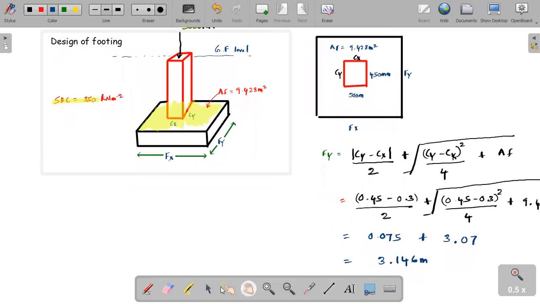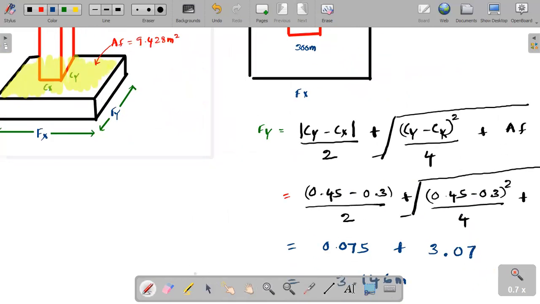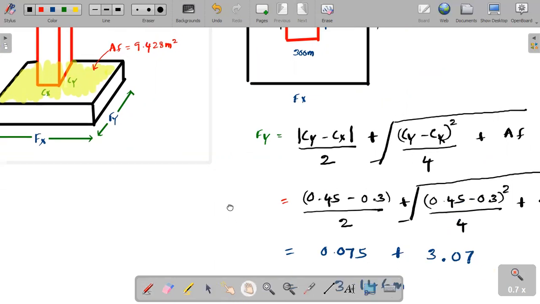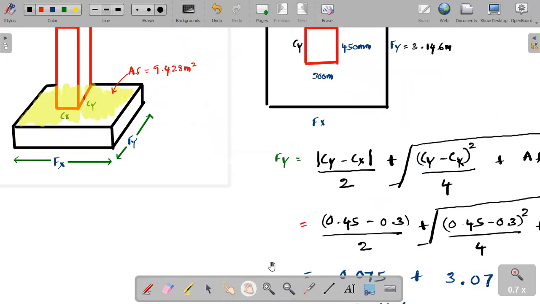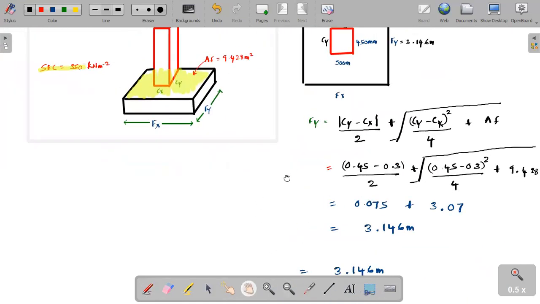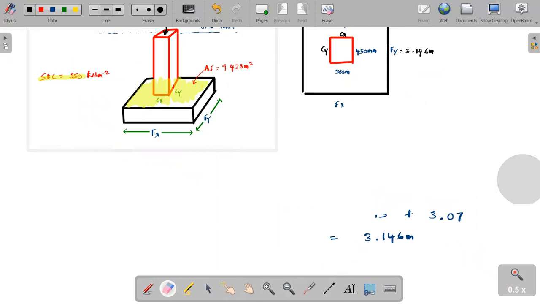That means we found the length of the footing. I will write the answer. We found Fy as 3.146 meters. We found the Fy. Now let's discuss how to find Fx. Then I will erase this one. You can just use the video and write the answers.